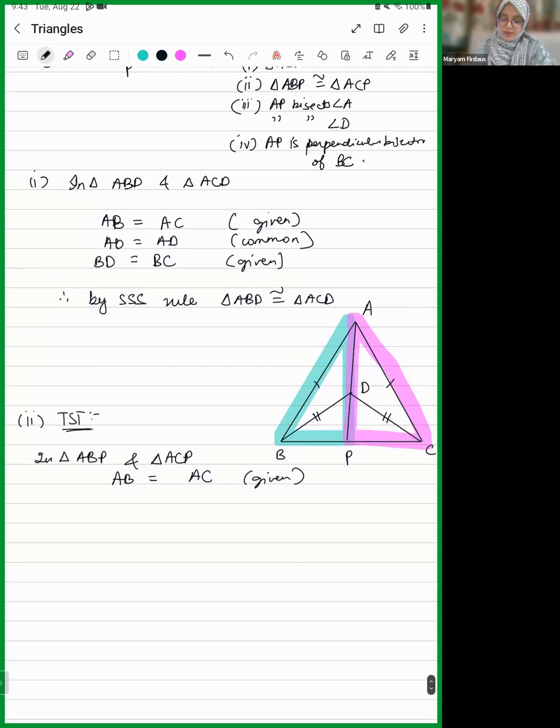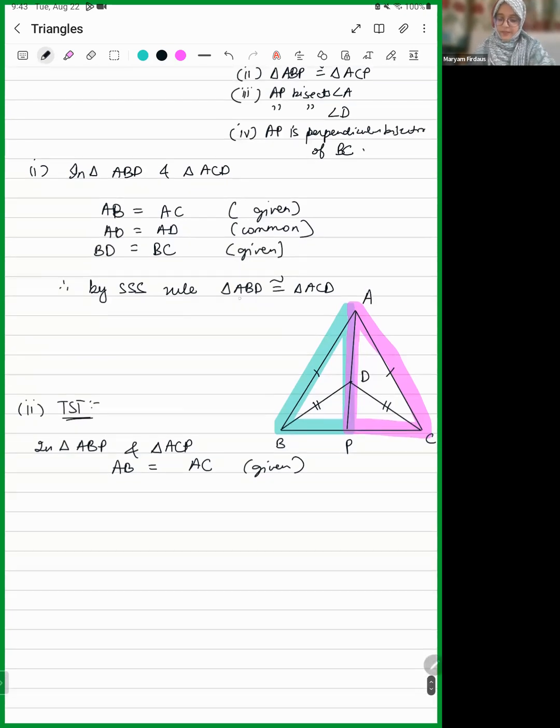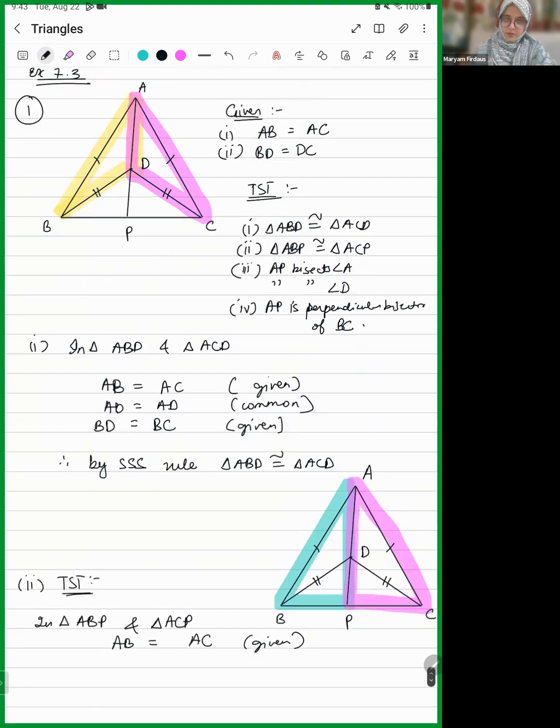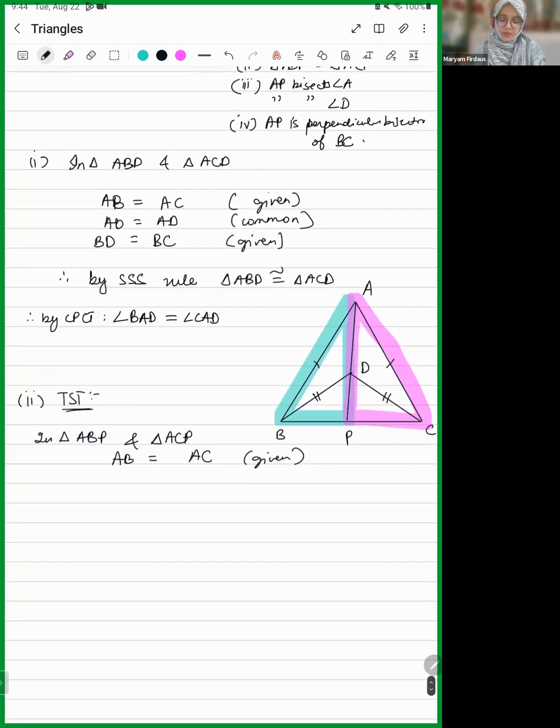What we can do is, in the previous question, we have proved that these two triangles, ABD and ACD, are congruent to each other, right? So therefore, by CPCT, this angle will be equal to this angle. So let's write that first, because that will be helpful. So therefore, by CPCT, which angle is equal to which angle? Angle BAD and CAD are equal. So that we are going to use in this.